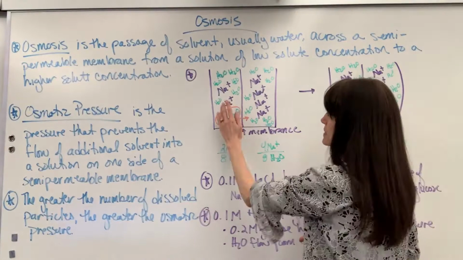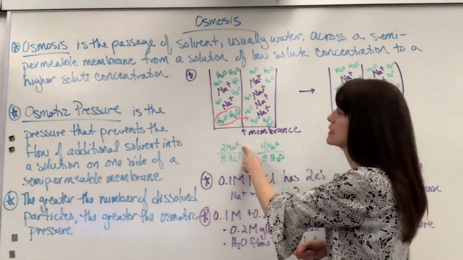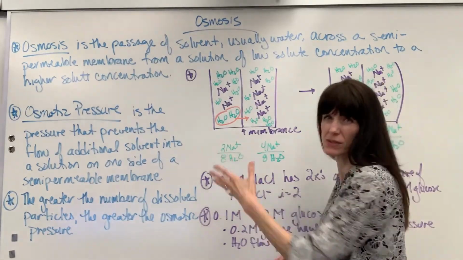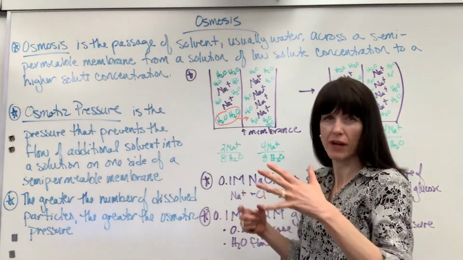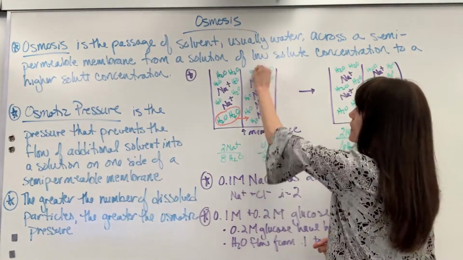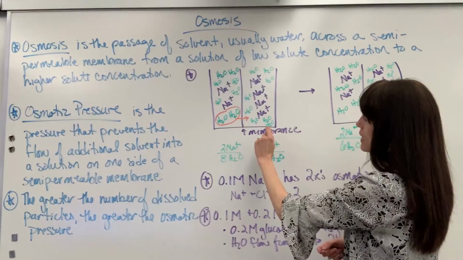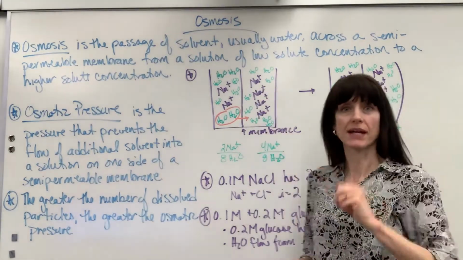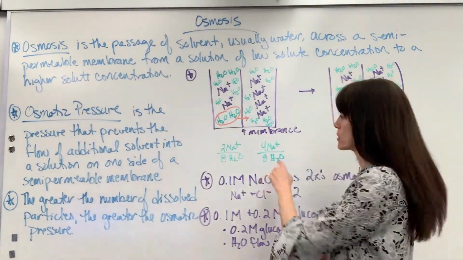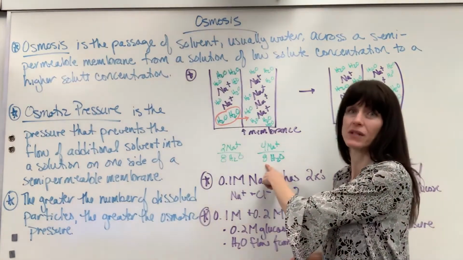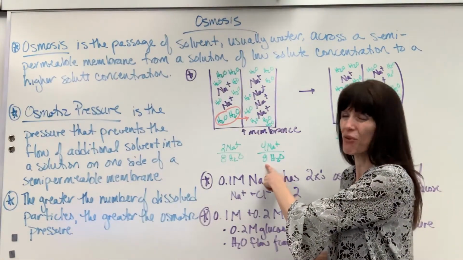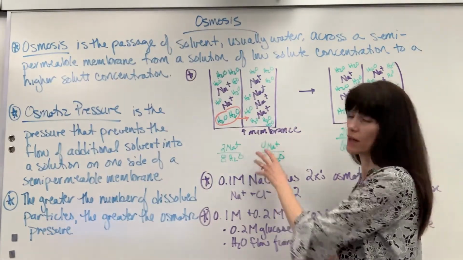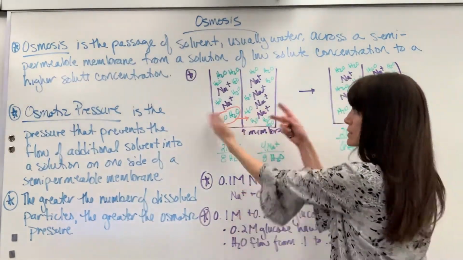For example, on this side, notice I have 2 sodium ions and 8 water molecules. So that would give me a 1 to 4. So say 0.25 would be my concentration. On my right-hand side, I have 4 sodium molecules and 8 waters. Ooh, this has a higher concentration. I have more solute for the same amount of solvent, of water. So this would be a 1 to 2 ratio. So we say that would be a 0.5. Okay, so there's an imbalance.